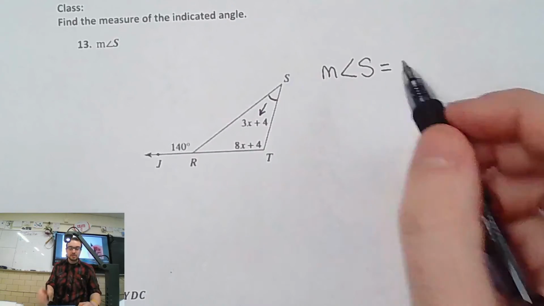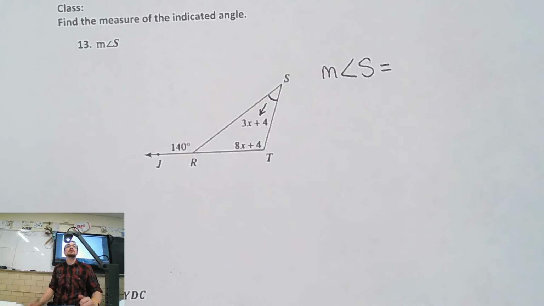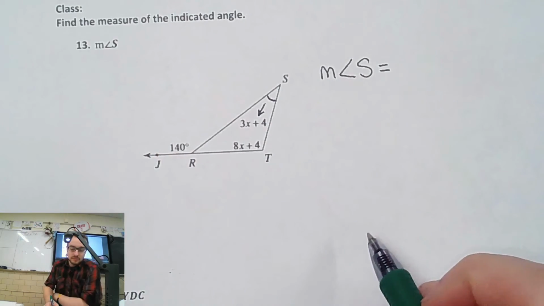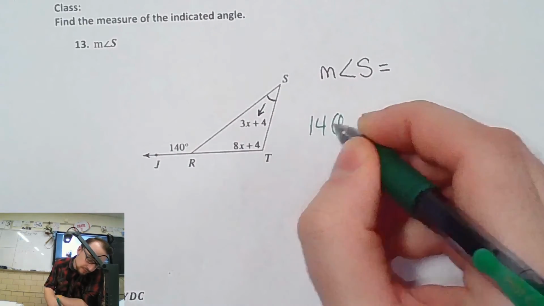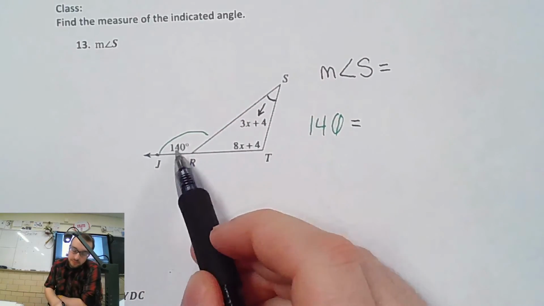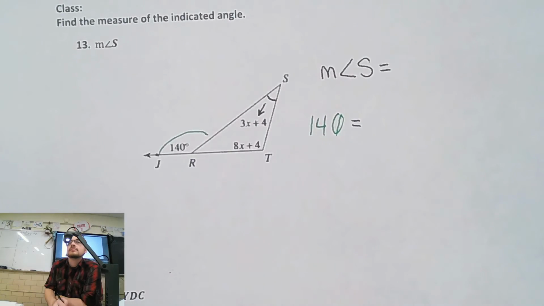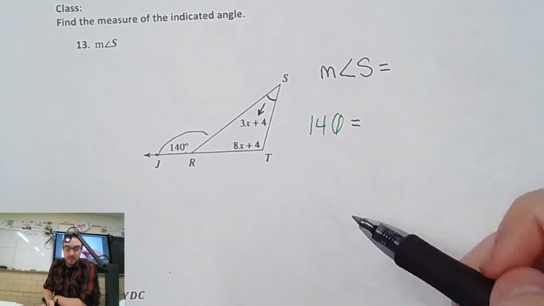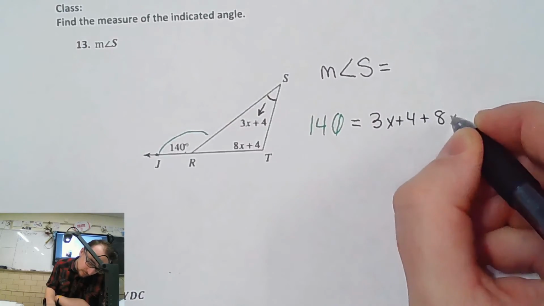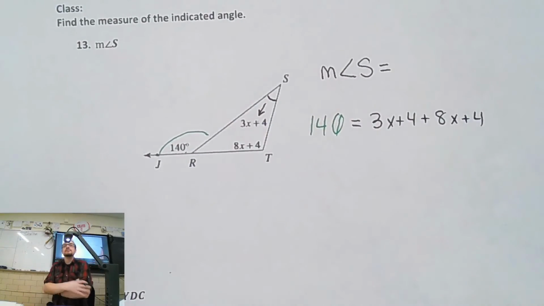So don't tell me it equals 3x plus 4. I want to know what it actually is, right? After we get x, plug it back in. Okay. So if this is 140, that's 140. What's the relationship between this angle and these two? Those two add up to that? Yep, these two add up to this guy. So let's write that. 3x plus 4 plus 8x plus 4 should equal 140, right?